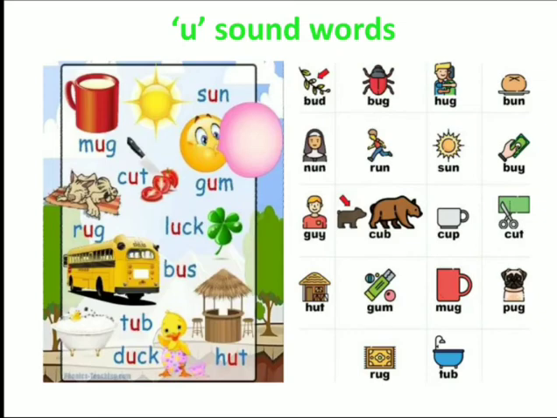And the last one is vowel U. U sound words. The sound for vowel U is U. Read aloud, children. M-U-G, mug. S-U-N, sun. C-U-T, cut. G-U-M, gum. R-U-G, rug. L-U-C-K, luck. B-U-S, bus. T-U-B, tub. D-U-C-K, duck. H-U-T, hut. Learn the remaining words also.